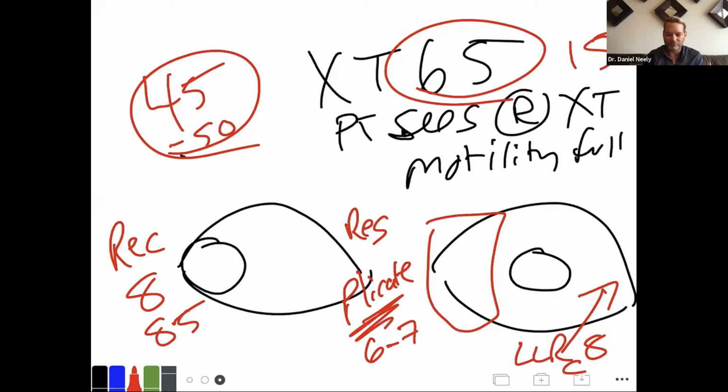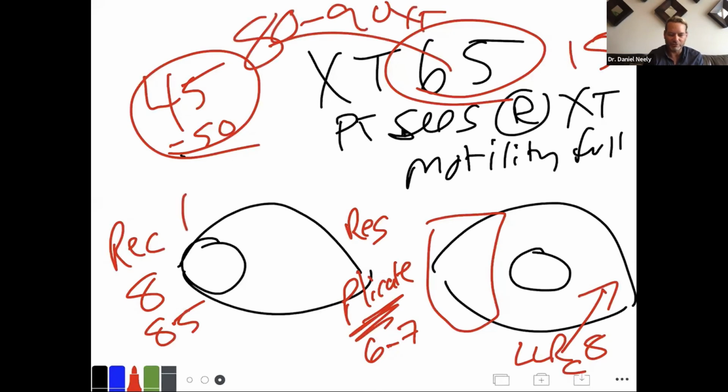You can have, of course, larger deviations. And if someone came in and they didn't have 65, they had 80 or 90 XT, I would do all four. I would do 1, 2, 3, 4, all at the same time. Okay. So it really just depends on doing it that way, doing large amounts.